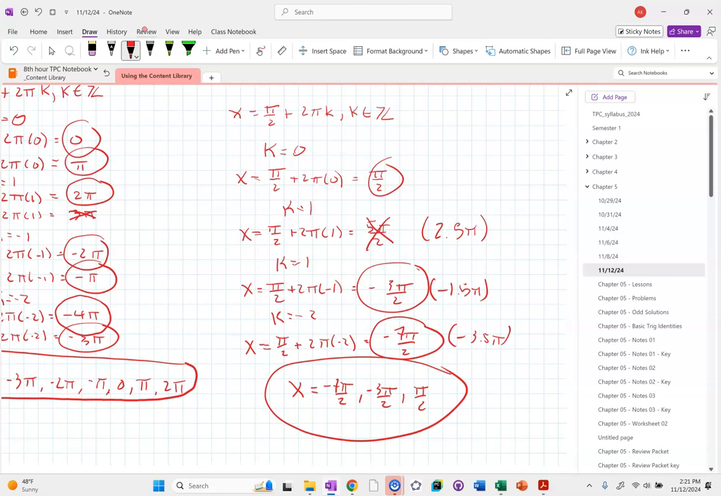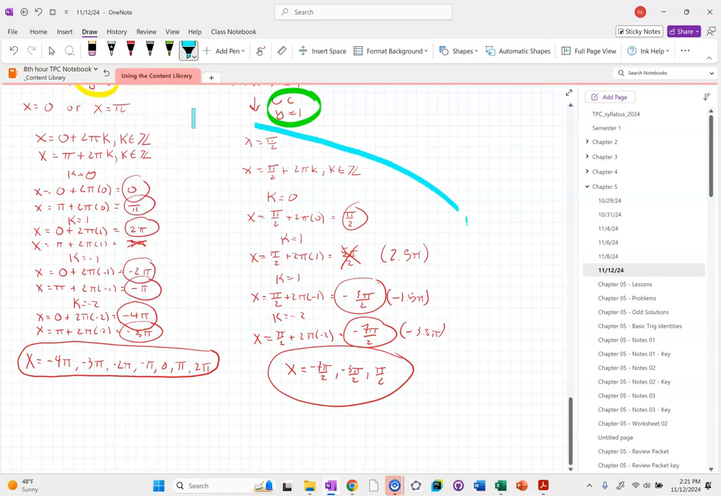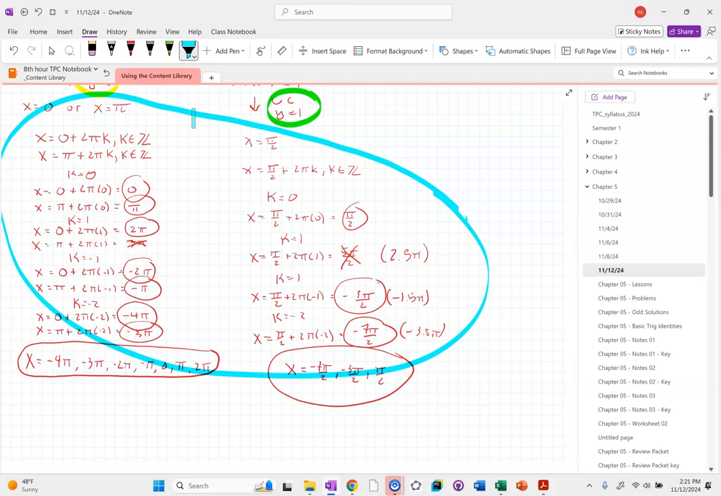So I'm done. Now, I wrote out all this mumbo jumbo, right? I did this just to illustrate to you what I'm doing. In practice, I would not write all this stuff down and show all this work.